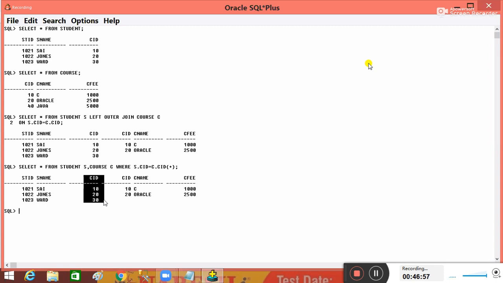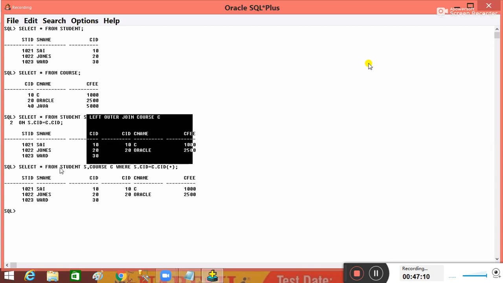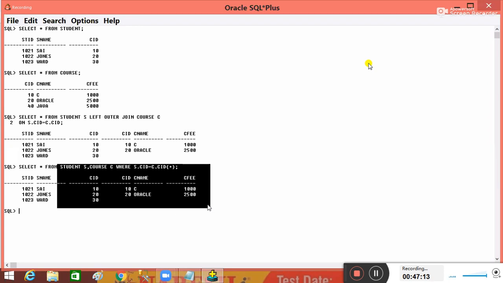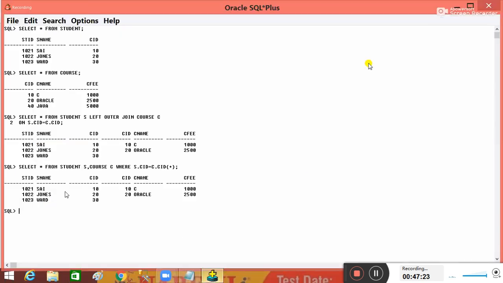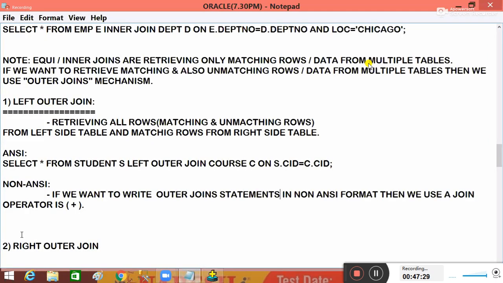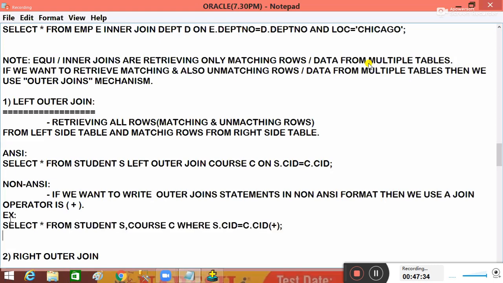Now, what is the left outer join definition? Retrieving matching and unmatching rows from the left side table, but not from the right side. So we implemented the left outer join in ANSI format, and the same in non-ANSI format also successfully. This is how to use the join operator. Same to same. So the left outer join is successfully implemented in non-ANSI also.